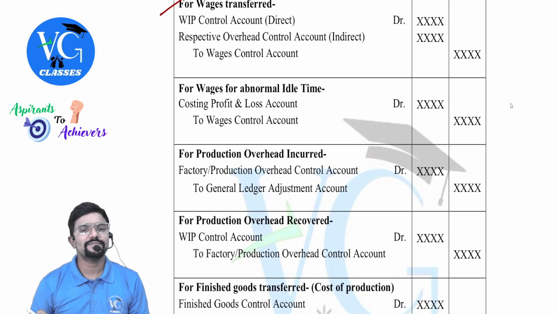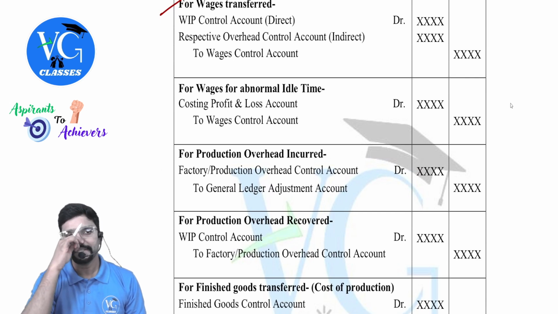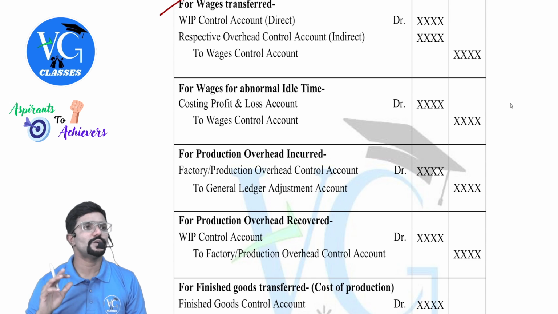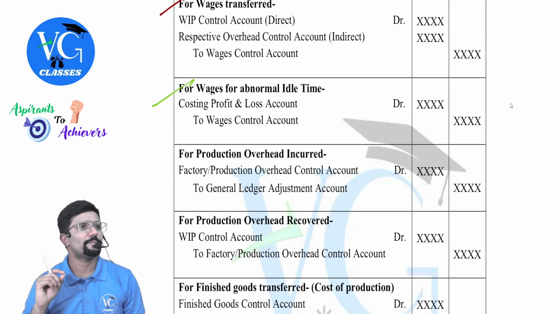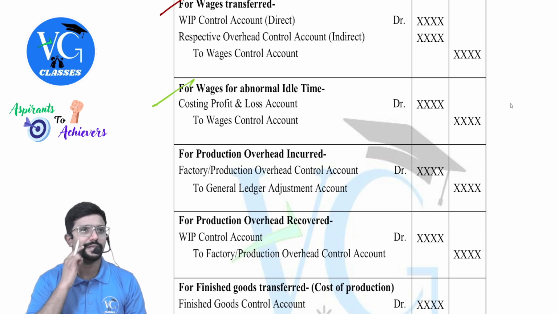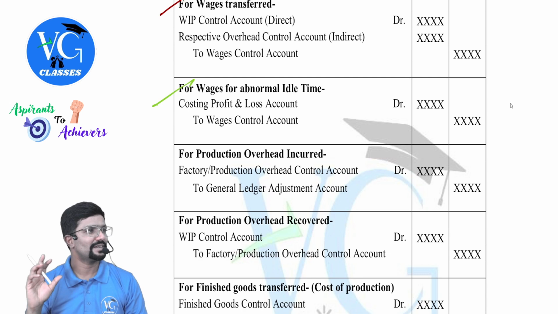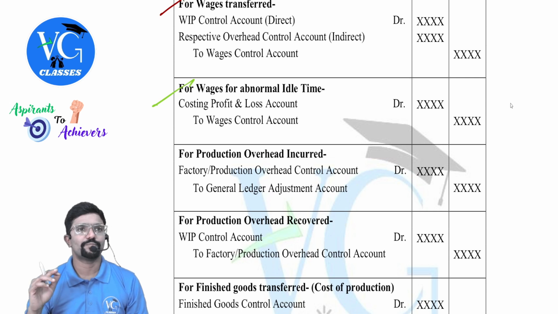Next, for wages for abnormal idle time, again a special entry, if at all it is there. What is the entry, sir? Costing profit and loss account to wages control account. I am not posting it. That is why I have asked you, wait for me, don't supersede me, don't override me, and go and post it already. Yeah, all these are special entries, so I'm just marking it here.